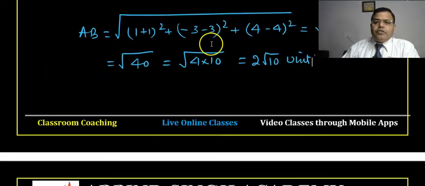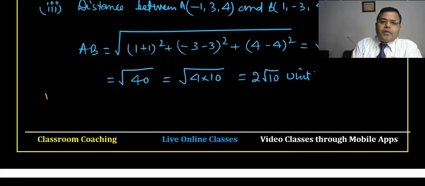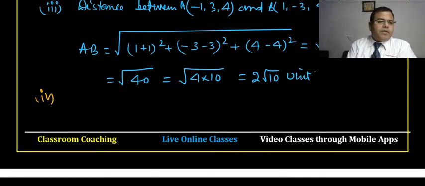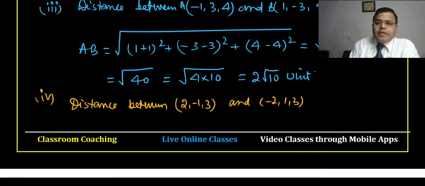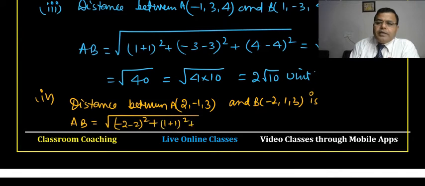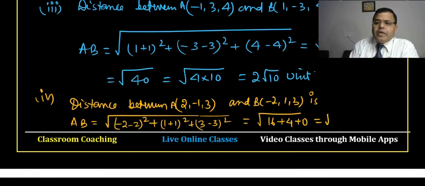You can write it. Now the next question is question number 4. Similarly, distance between 2, minus 1, 3 and minus 2, 1, 3 is given by, say this is A, this point is B, so AB is equal to under root minus 2 minus 2 whole square plus 1 minus minus 1, that is plus 1 whole square, plus 3 minus 3 whole square, and that will be nothing else but minus 4 whole square is 16, and 1 plus 1 is 2, 2 whole square is 4, plus 0, under root 20, that is 2 root 5 unit. That will be the answer.